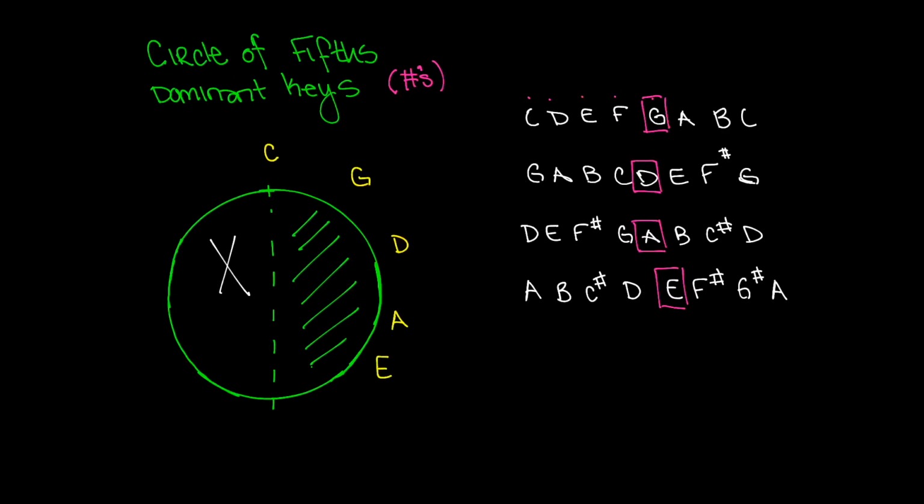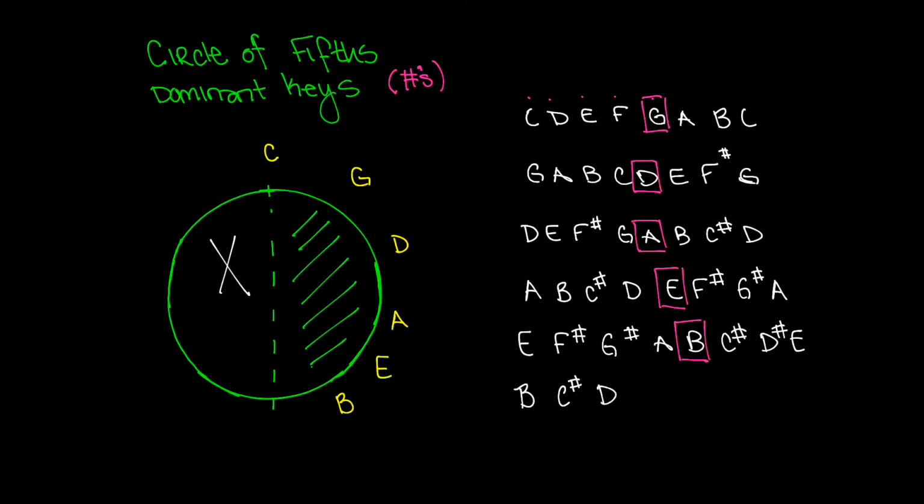Now E major is our next scale: E, F sharp, G sharp, A, B, C sharp, D sharp, back to E. Again, I want to point out the 5th degree of E major, and that would be B major. We're going to write B major over here.